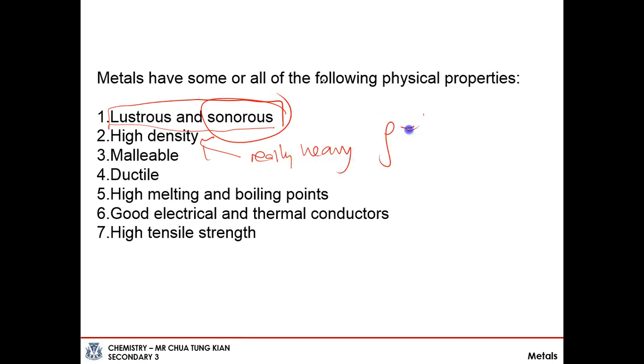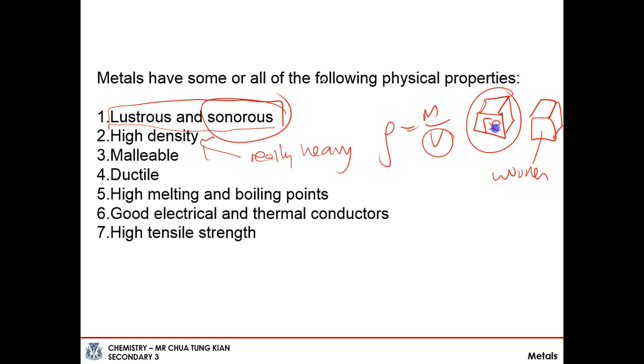If you recall, density equals mass over volume. Per unit volume, if I have a block of, say, iron, and a similar size block of wood, my iron block here would sink in water. It has a very high density. So why does it have a very high density? Because for every unit volume, there are a lot more particles packed into that volume compared to wood. As a result, the mass is extremely high. So high mass, small volume, density will be high.